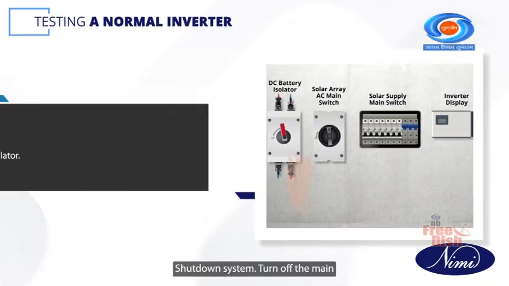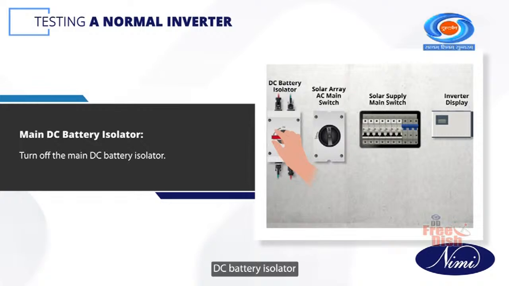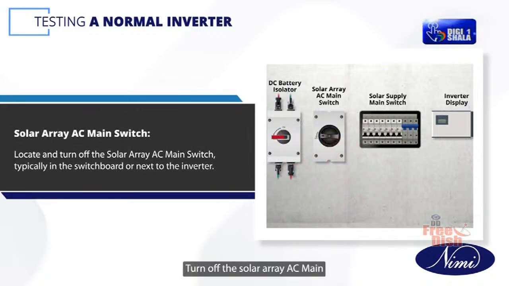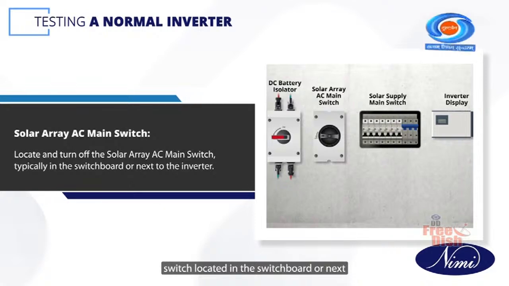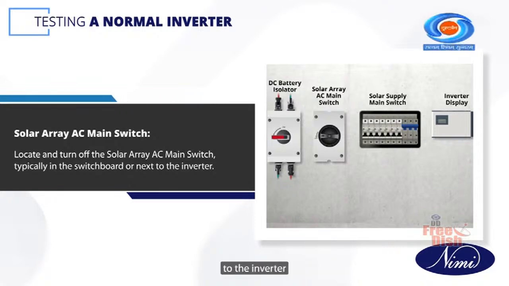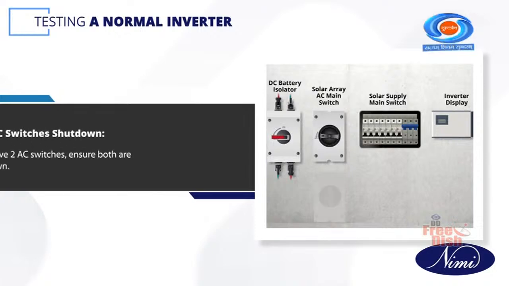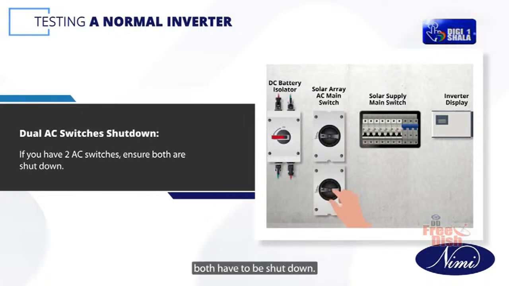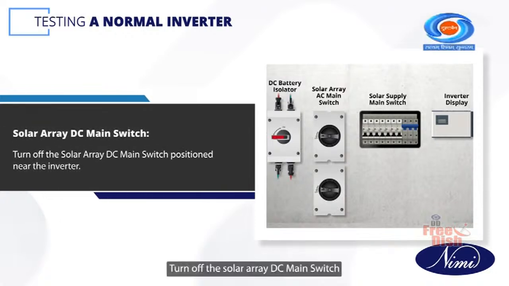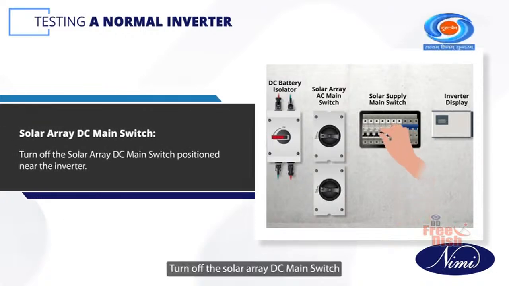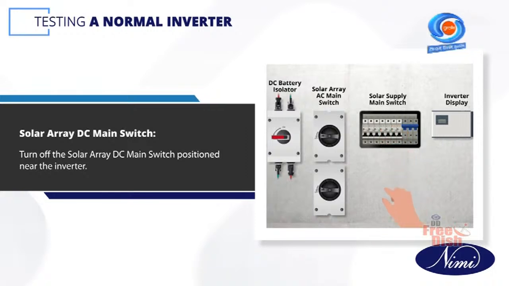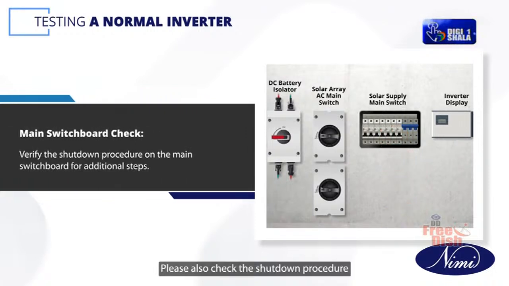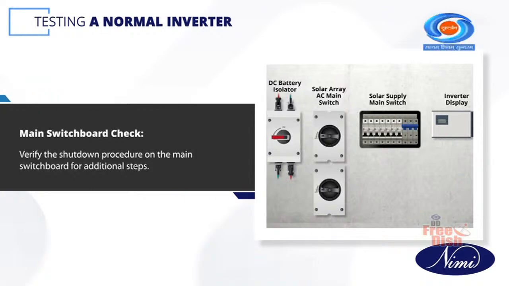Shutdown system. Turn off the main DC battery isolator. Turn off the solar array AC main switch located in the switchboard or next to the inverter. In case you have two AC switches, both have to be shut down. Turn off the solar array DC main switch located next to the inverter. Please also check the shutdown procedure on the main switchboard.